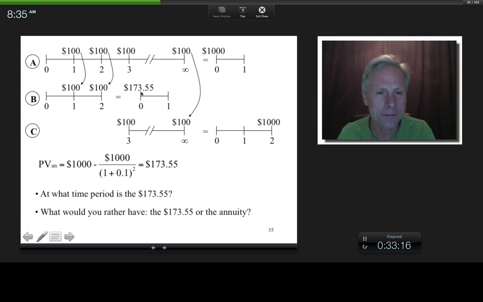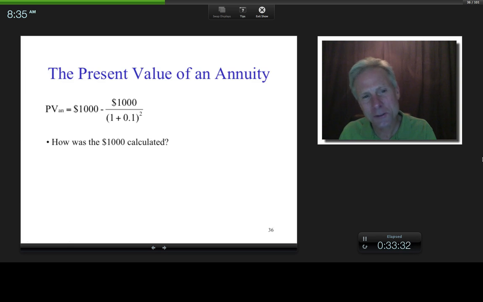So question for you. What would you rather have? These 200s right here or this 173.55 right there? And again, you're picking up on it at this point. Yep. Guess what? They're mathematically exactly identical. So let's get into the formula now.